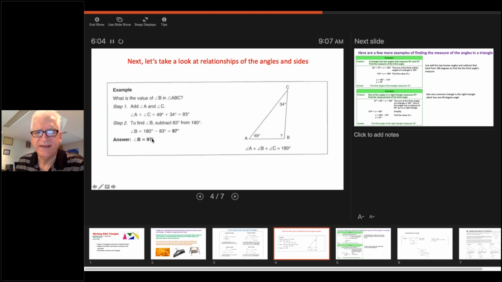So it's a very important fact in triangles that we understand that the three angles always add up to 180 degrees. So just to go over that quickly again, we have 49 for this one and 34 for angle C. You add those two together, 49 plus 34, and you get 83. So to get the measure of angle B, we subtract the total of these two angles, which is 83, from 180, and we come up with 97.